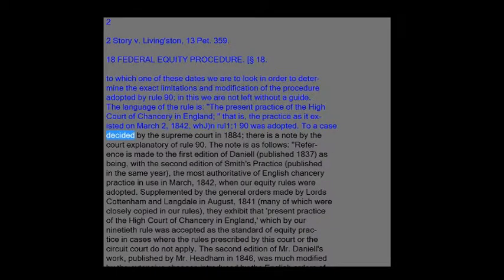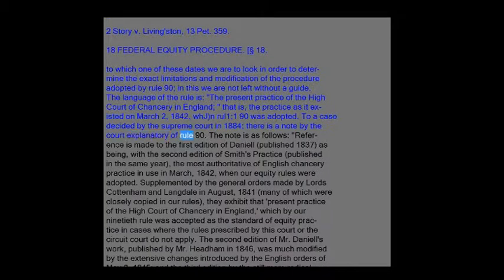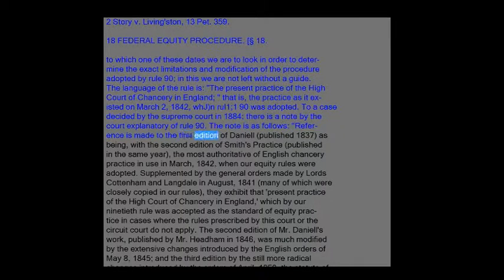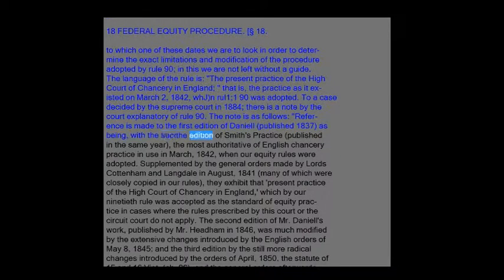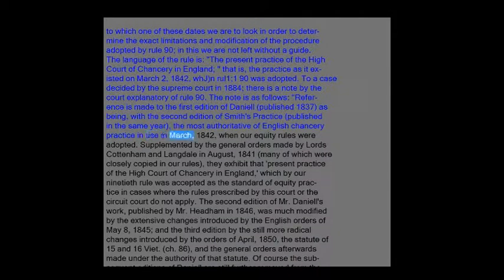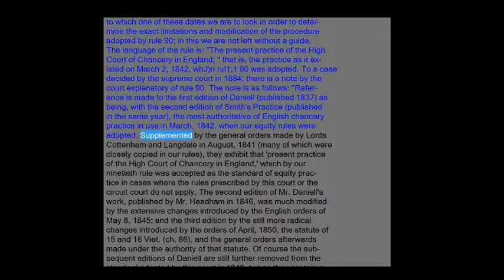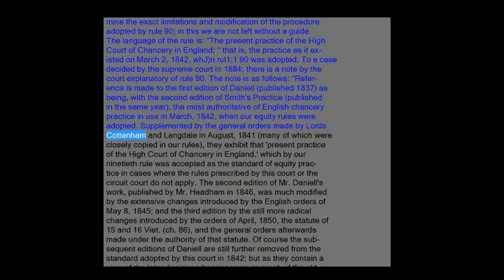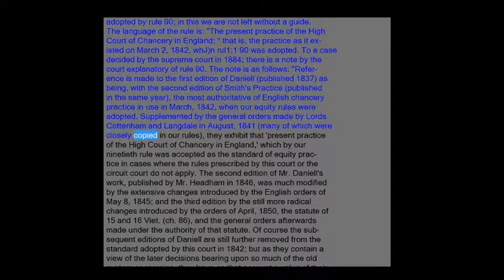In a case decided by the Supreme Court in 1884, there is a note by the court explanatory of Rule 90. The note is as follows. Reference is made to the first edition of Daniel, published 1837, as being, with the second edition of Smith's Practice, published in the same year, the most authoritative of English Chancery practice in use in March 1842, when our equity rules were adopted. Supplemented by the general orders made by Lords Cottenham and Langdale in August 1841, many of which were closely copied in our rules.